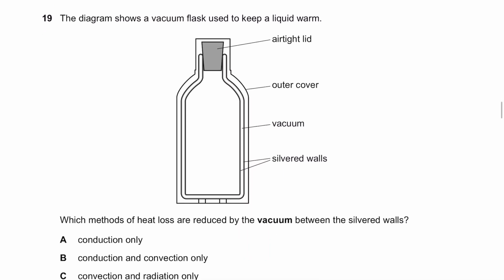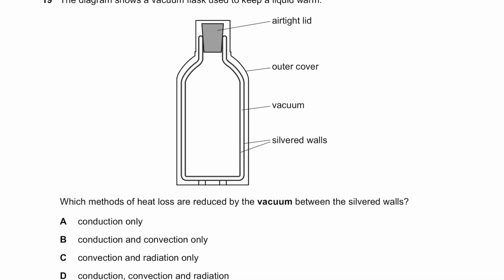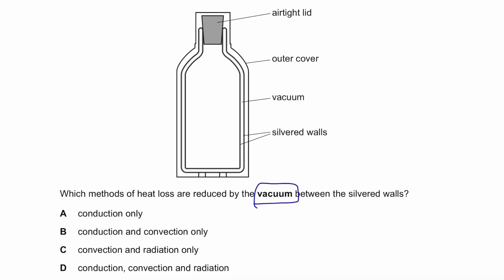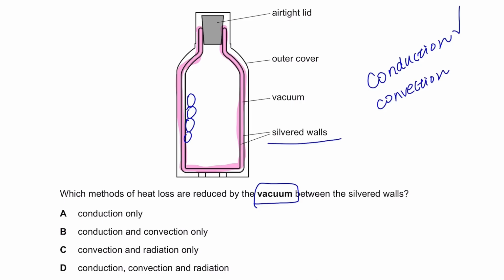Question 19. The diagram shows a vacuum flask used to keep a liquid warm. Which methods of heat loss are reduced by the vacuum between the silvered walls? The vacuum is right here. So this vacuum prevents heat loss, and it does that by preventing conduction. The liquid particles are all just touching the walls, and they can transfer their heat energy to the silver walls that are being touched, but the vacuum prevents it, so conduction is prevented. Then for convection, it prevents any cold air or air with lower temperature entering and allowing the whole liquid to be cooled down by other convection currents. So this also makes sense.